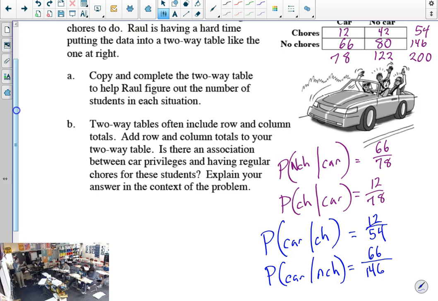Do we all see how we're pulling these values out? Sometimes you've got to look at a lot of things before you can really make statements.